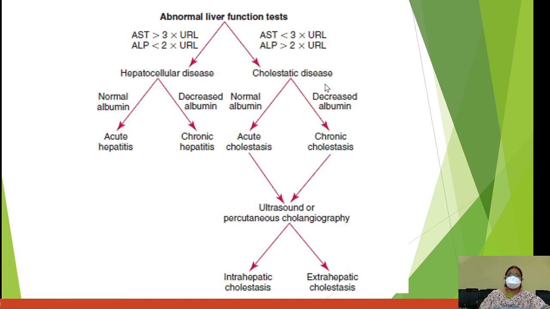In cholestatic disease, to find out whether it is acute cholestasis or chronic cholestasis, serum albumin also can be measured. If the albumin value is normal, it is acute cholestasis. If the albumin value is decreased, it is chronic cholestasis. To find out the cause of cholestasis, intrahepatic or extrahepatic, ultrasonography or percutaneous cholangiography can be done.